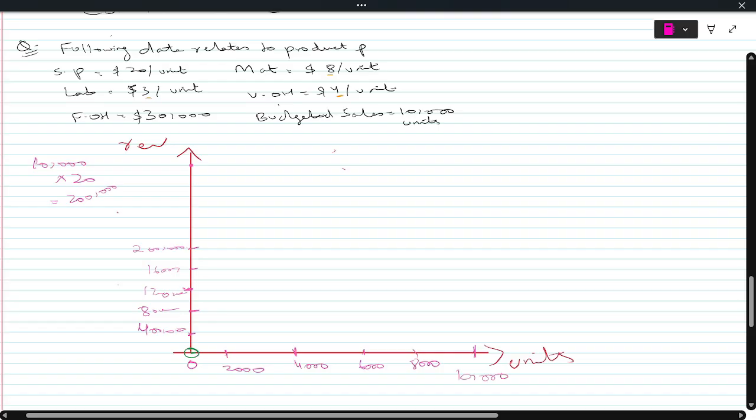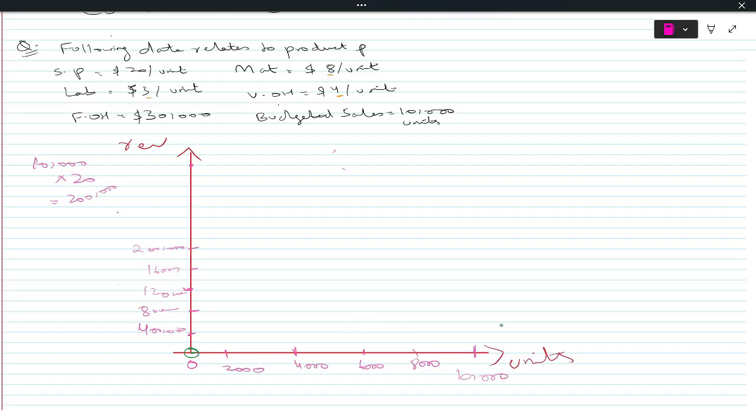So a point at 0, 0, right? And the second point is at the maximum unit. So maximum units are 10,000 and we are earning a revenue of 200,000, right? Which is this line over here. So that is my second point, and then you just connect these 2 points, right? So you see, in the same way like we learned in the break-even chart. So this is my total revenue.